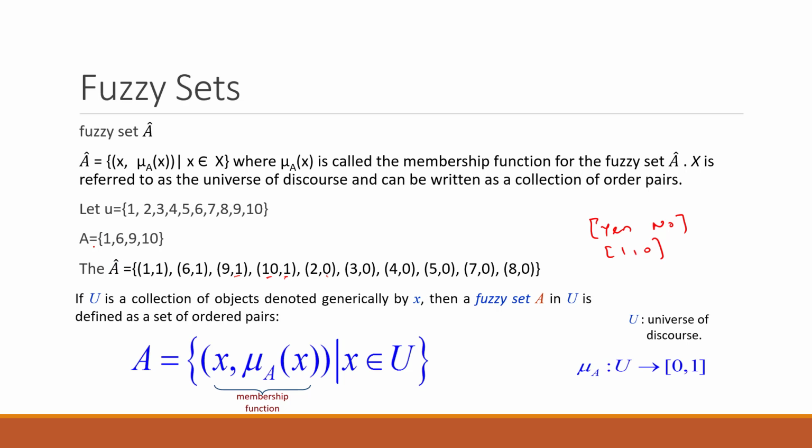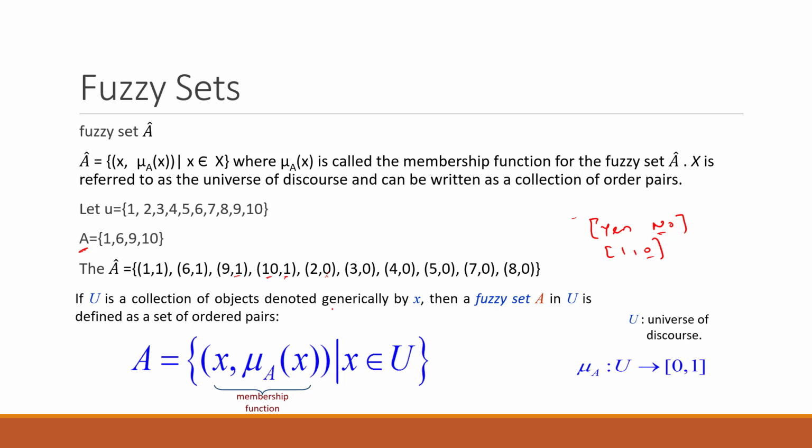Okay, this is a simple set. We want to construct a fuzzy set from this. So 2 and the membership function value is 0. 0 means no, this is not an element, this does not belong to this set. Okay, so 2, 0, 3, 0, 4, 0, 5, 0, 7, 0, and 8, 0.